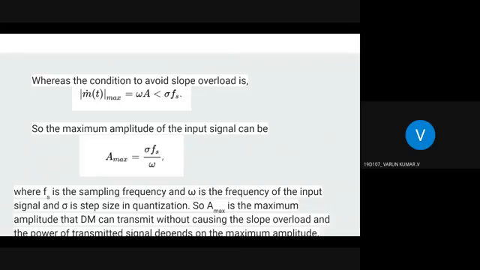So the maximum amplitude of the input signal can be represented as Amax equal to σfs by ω, where fs is the sampling frequency, ω is the frequency of the input signal, and σ is the step size in quantization. So Amax is the maximum amplitude that a modulator can transmit without causing slope overload, and the power of the transmitted signal depends on the maximum amplitude.